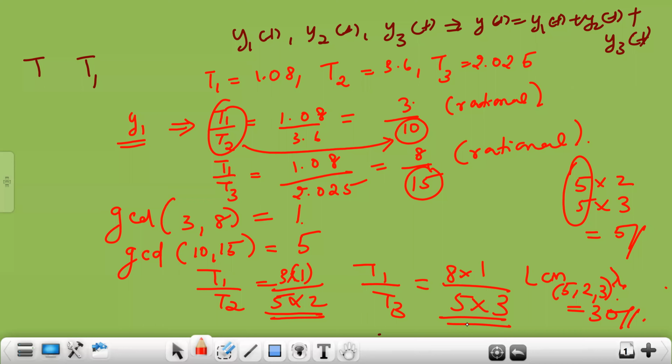After finding the LCM, the next step is to multiply that LCM with the time period of the reference signal. What is the reference signal that we have here? The reference signal we have here is y1, and the time period of y1 is 1.08. So 30 into 1.08 will become 32.4 seconds. This is the fundamental time period T0 of the given signal.